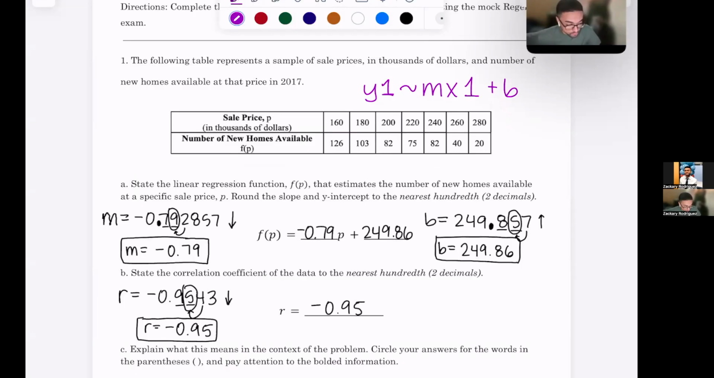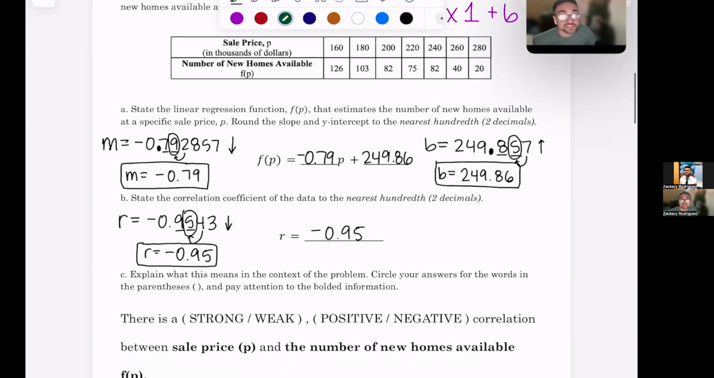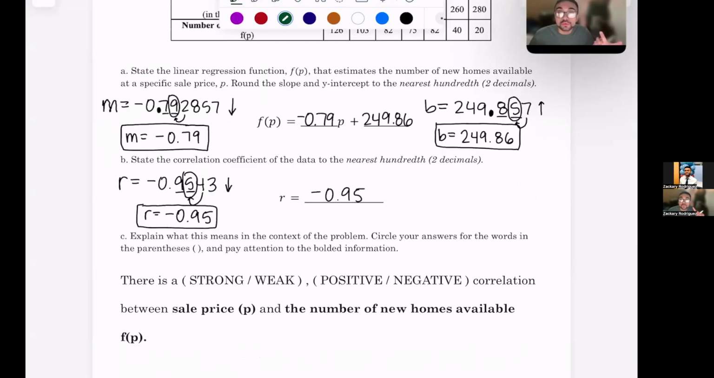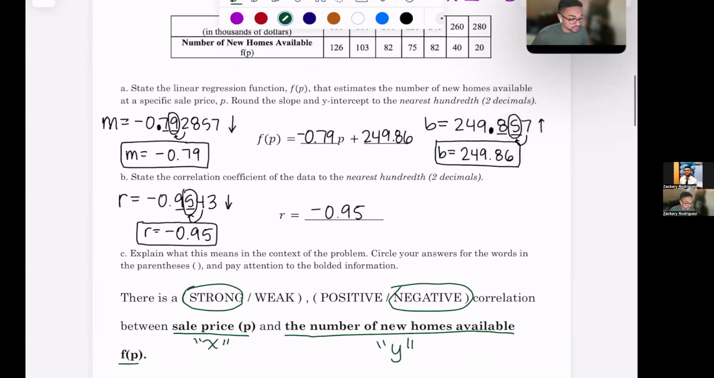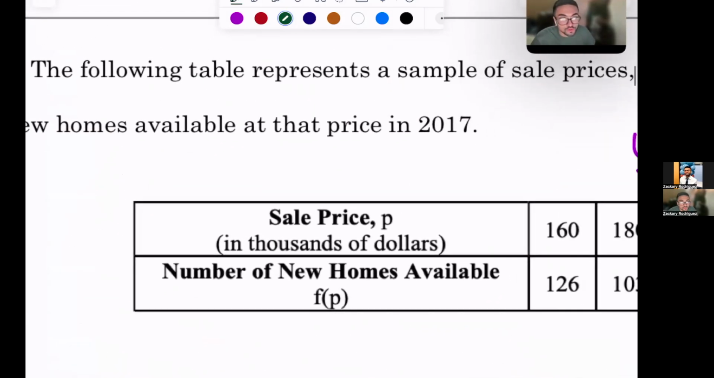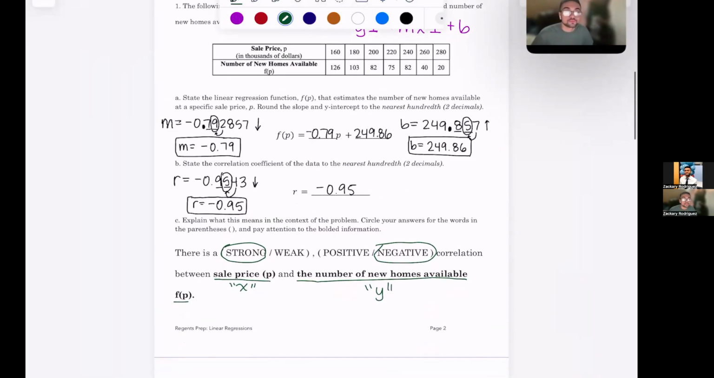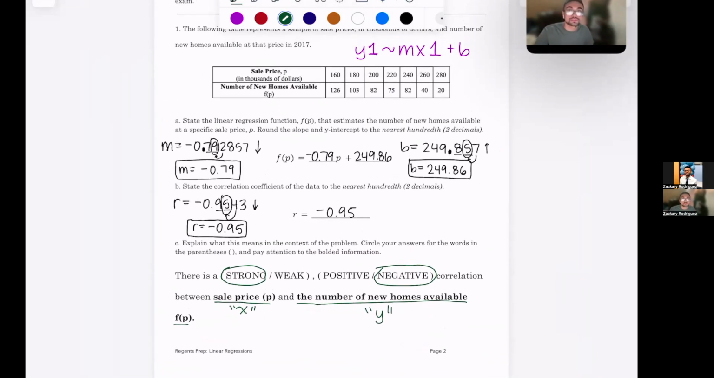The last part to get full credit on a problem like this is to answer that third part, explaining what the correlation coefficient means. When it's close to 1 or negative 1, that means our relationship is strong. So negative 0.95 is really close to negative 1. It's strong. Is it positive or negative? Well, the sign tells us that's negative. And you need to explain between what and what. So between sale price, which is our X variable, underline it and label it X, and the number of new homes available, that's Y. Those are the titles in the table. I didn't make those up. I just grabbed them from the table. When you're writing your own sentences today, please use the sentence structure you see here in part C.